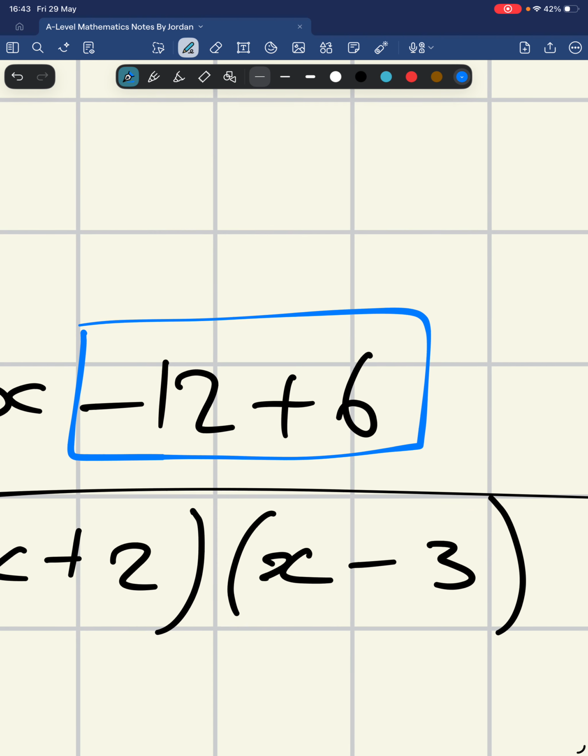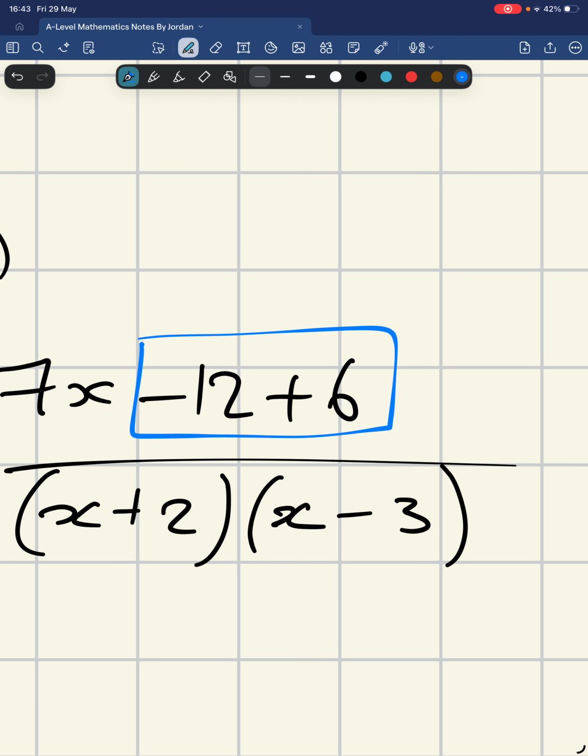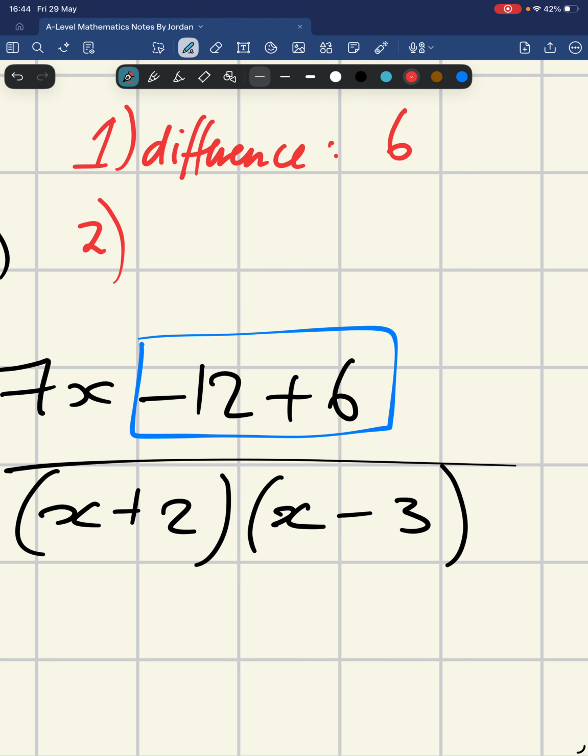Okay. What do I do with this? So what I do is I actually think of the difference in the numbers of 12 and 6. I don't care about the signs, either the positive or negative. I just think of the difference. So let's write that here. First thing is the difference. Okay. Difference in 12 and 6 would be 6. So what I mean is basically doing 12 take away 6. What is the difference?